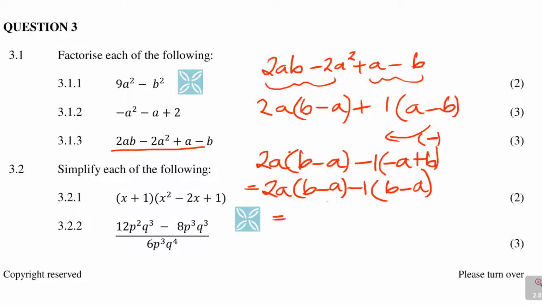So you have got now b minus a, you write the first bracket there, b minus a. Outside the bracket you have 2a minus 1, and then you've got 2a minus 1. There is your 3 marks. Okay, so this is factorizing by grouping. Alright, so that was that on factorization.